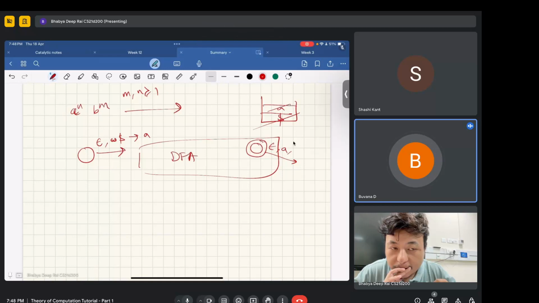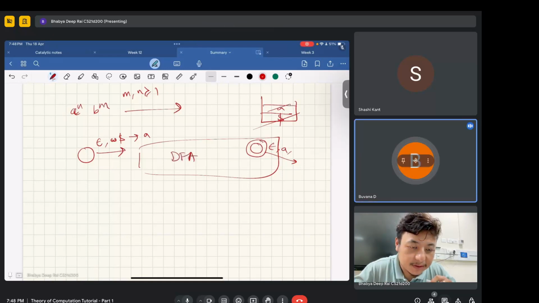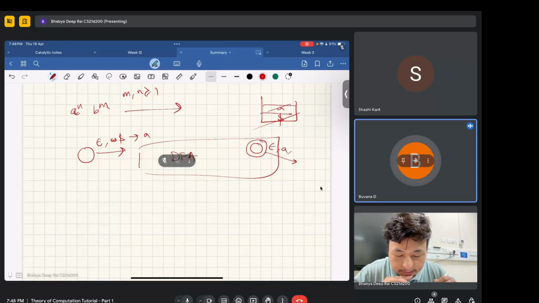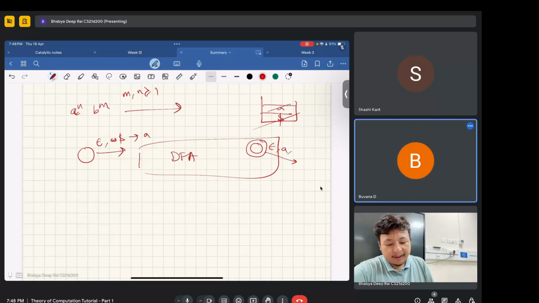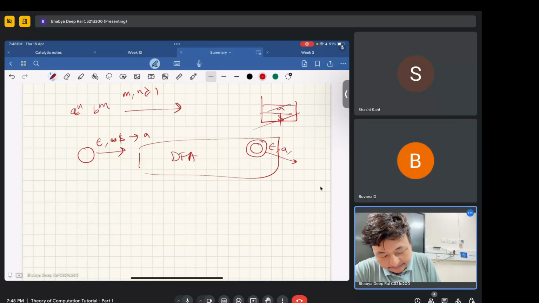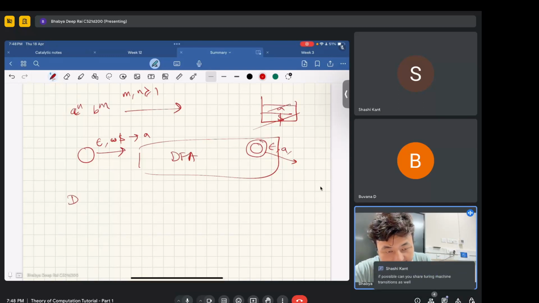So also, sir, one more question. Here, deterministic pushdown automata and non-deterministic pushdown automata, is it similar to finite automata, sir? It means that it makes only one transition. Yeah, makes only one transition. That is one thing. And always remember that. Is it possible, can you share Turing machine transitions as well? Yeah, sure, Sashikant. Okay.